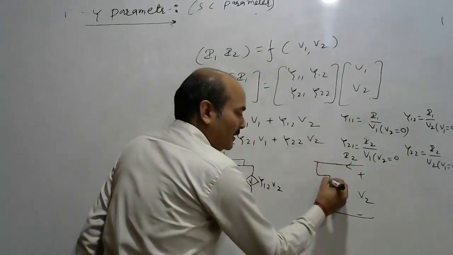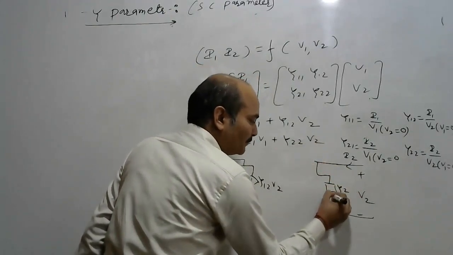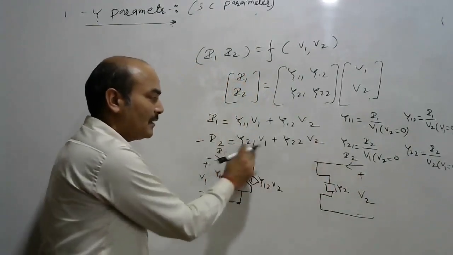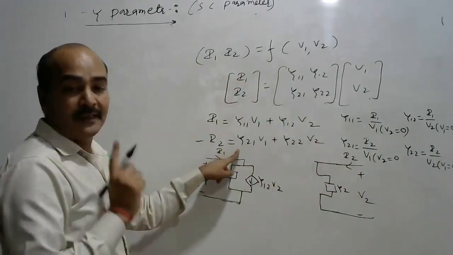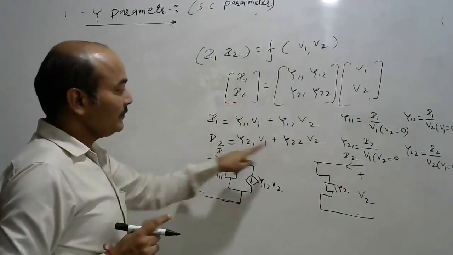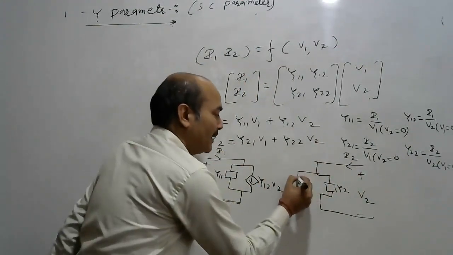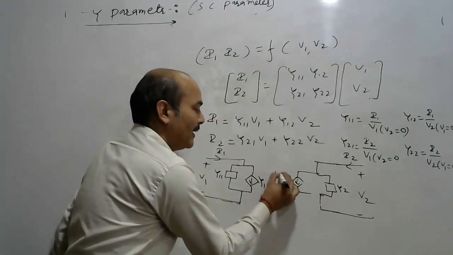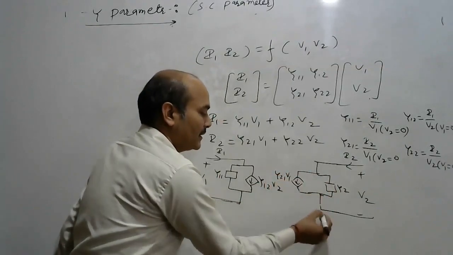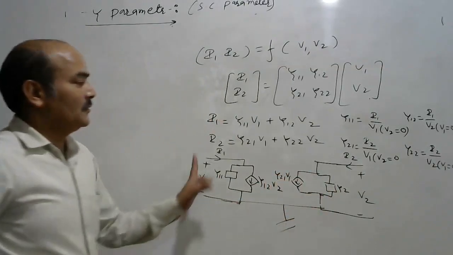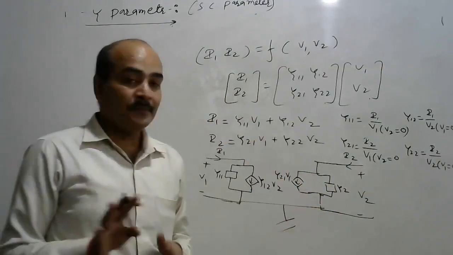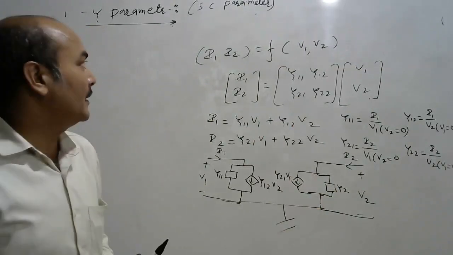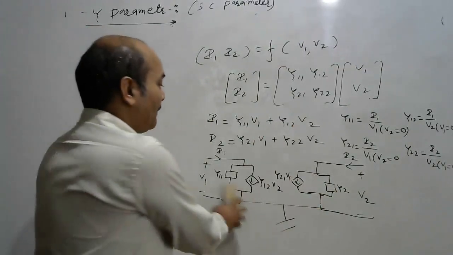Same here, for the second port, I2 is y22 V2. V2 is the voltage, so the first term is y22 V2. And the second term depends upon the input voltage. This is also a current, so there is a voltage dependent current source, whose value is y21 V1. This is connected here, and this is a common point. So this is my equivalent circuit for the Y parameters. Clear?